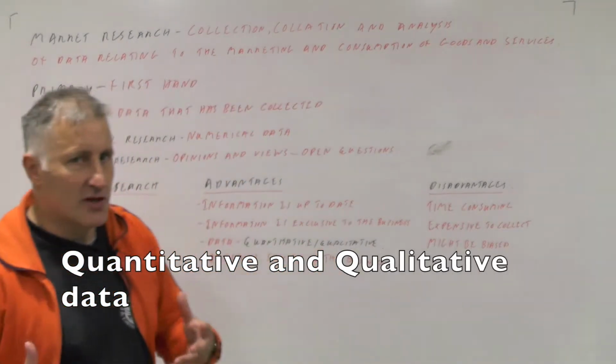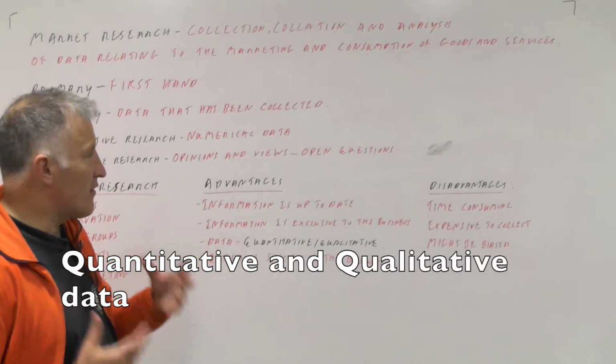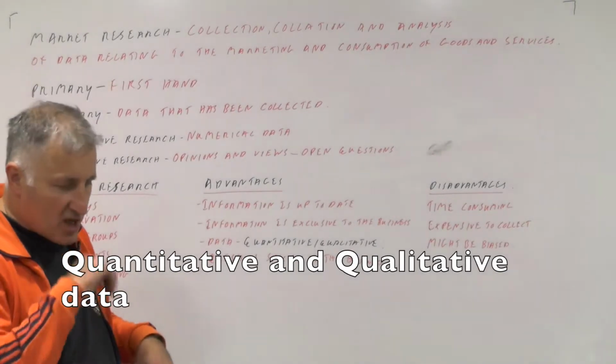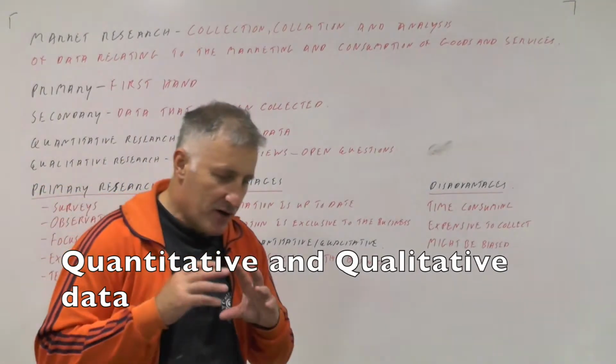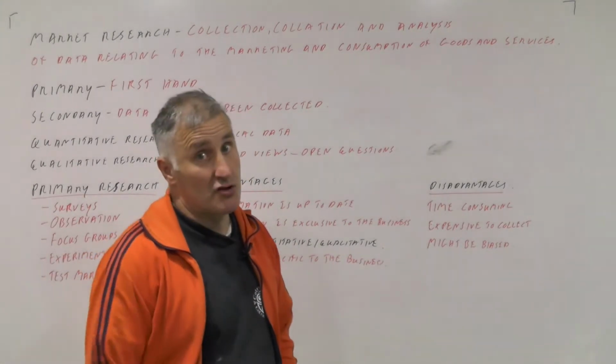You need to know the meaning of these words: primary research, quantitative data, qualitative data, facts, opinions, and why companies do market research. But what you really want to think about is how businesses can actually market themselves, which is really quite an interesting question.